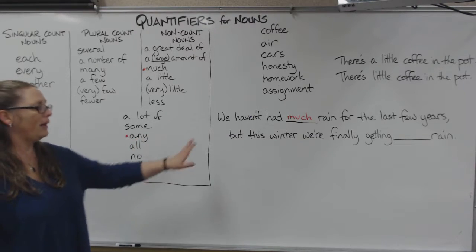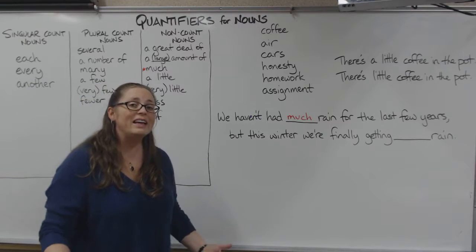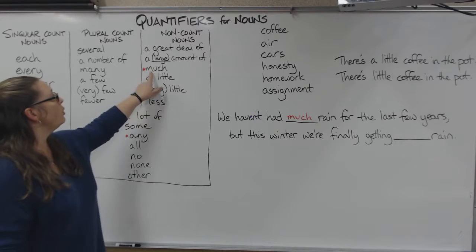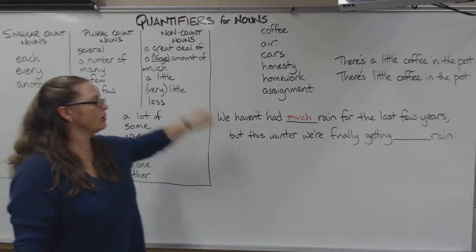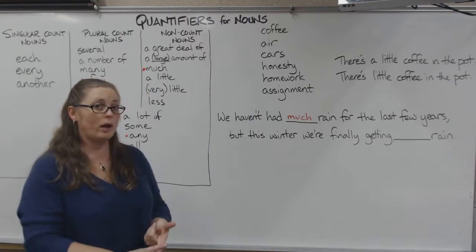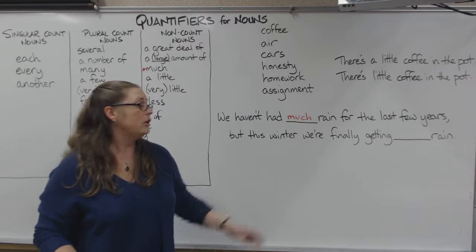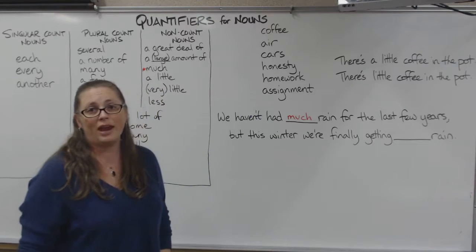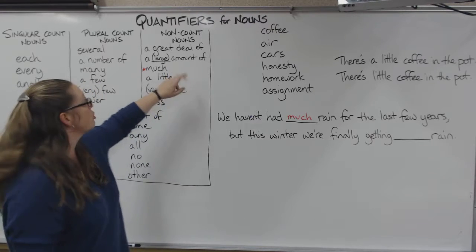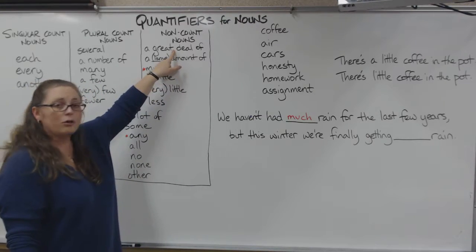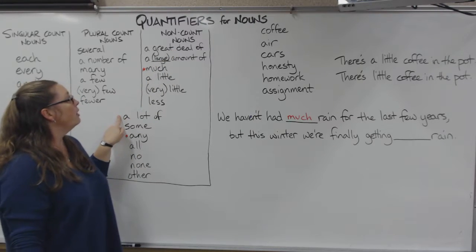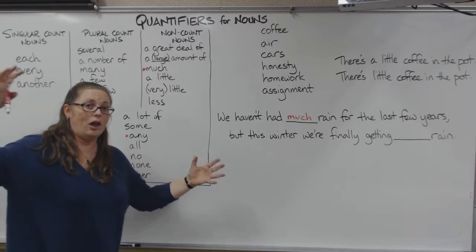Okay, but this winter, we're finally getting, can you use much like here? No, you can't. It's not a question, it's not a negative. So you can't say we're finally getting much rain. Doesn't work. If you want the idea of much, you need to say a great deal of or a lot of. So that would be saying large amount.